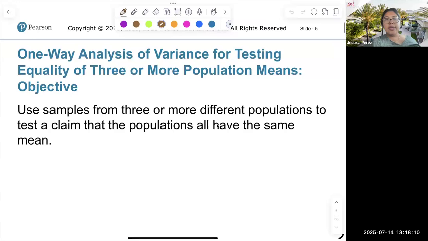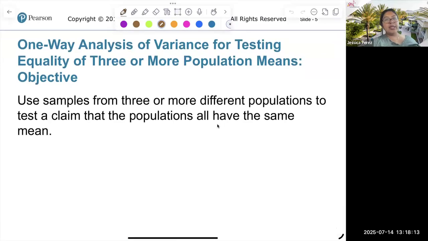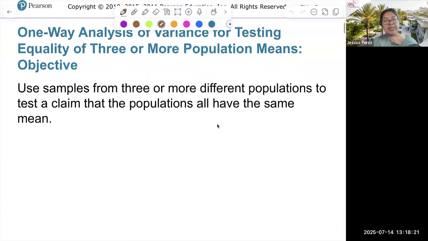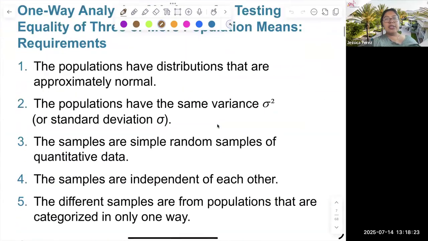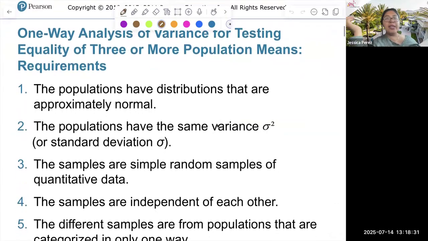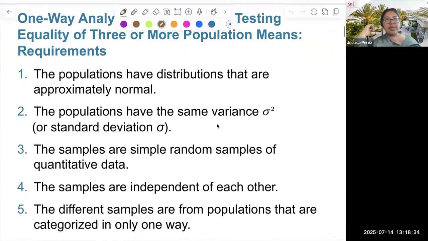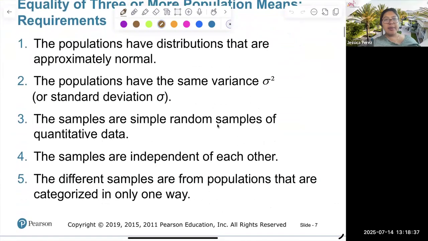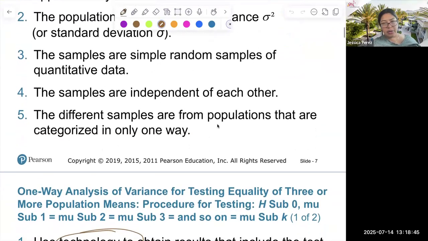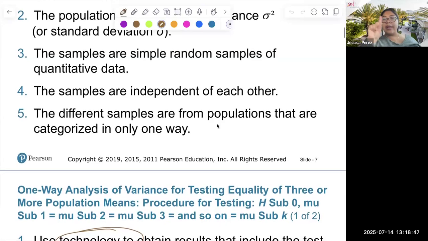We'll start by using samples from 3 or more different populations to test a claim that the populations all have the same mean. So what we're going to be given is a minimum of 3 data sets. The populations have to be approximately normal. The populations have the same variance, sigma squared, or standard deviation. The samples are simple random samples of quantitative data. The samples are independent of each other, and the different samples are from populations that are categorized in one single way.